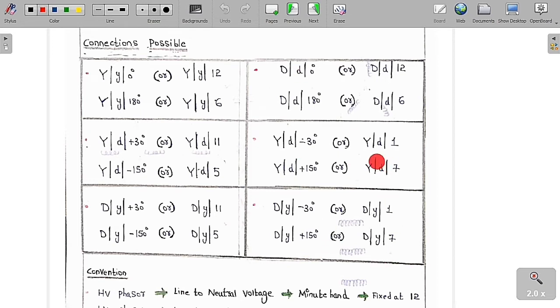So in total how many connections are possible? 1, 2, 3, 4, 5, 6, 7, 8, 9, 10, 11, 12. So only these 12 types of connections are possible.